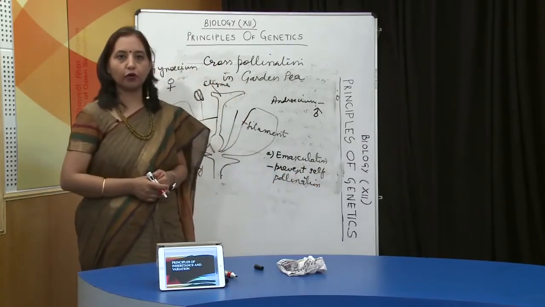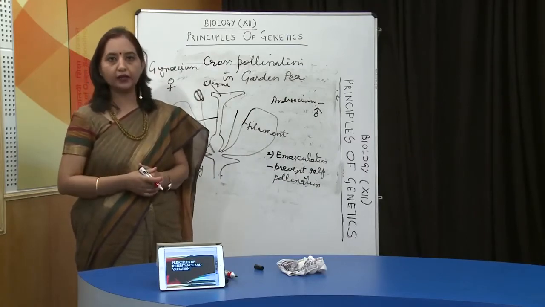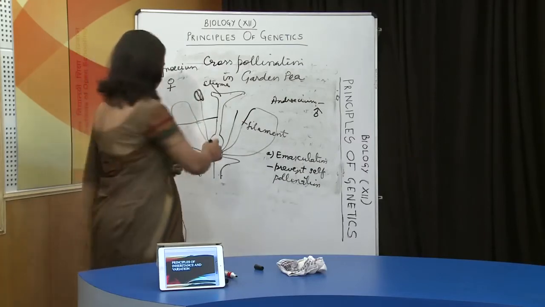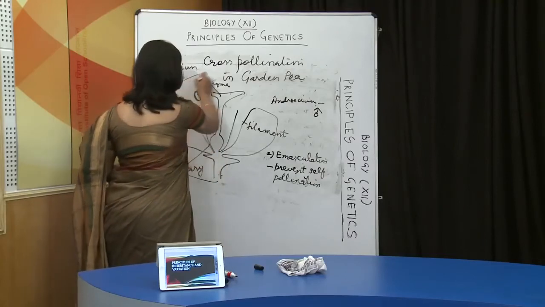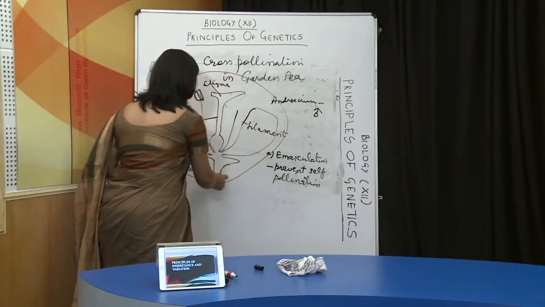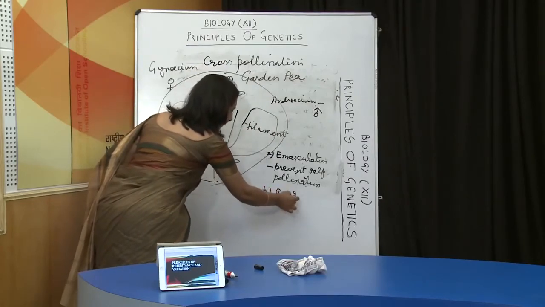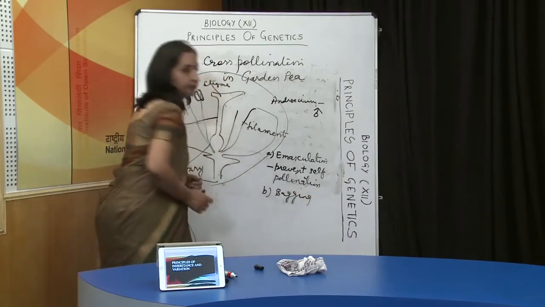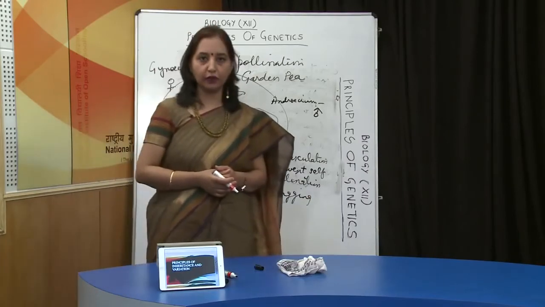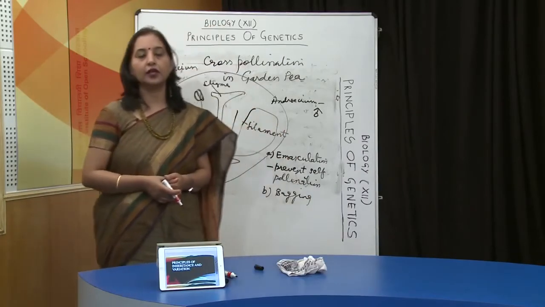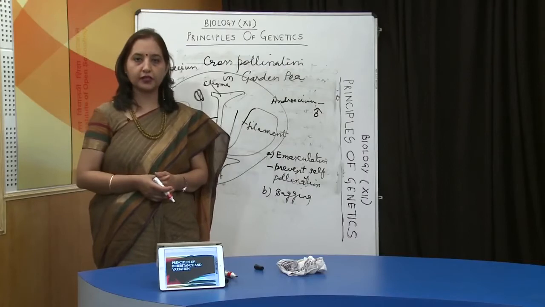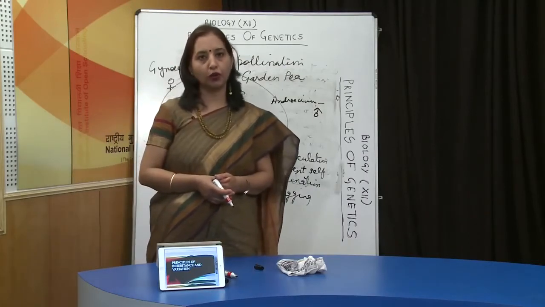The second step was covering or bagging the emasculated flower. So the flower was covered with a poly bag, and this is the second step, which is called bagging. Now what was the purpose of covering the emasculated flower? It was to prevent the contamination from unwanted pollen grains.